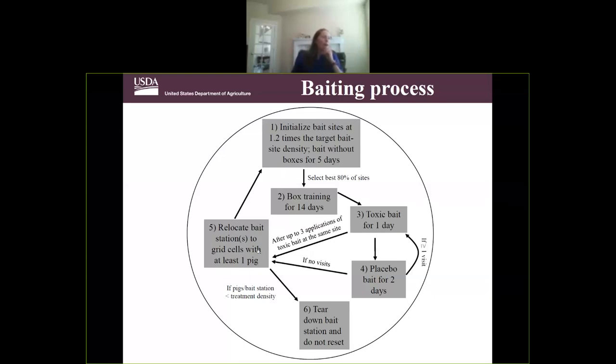And then, if there are still grid cells on the landscape with pigs, you're going to go through this process again. But if you're not getting any visitation based on your camera data, then you're going to tear down bait stations. And so your bait station density is going to decrease over time based on your camera data. So this is how we describe these processes in the model.